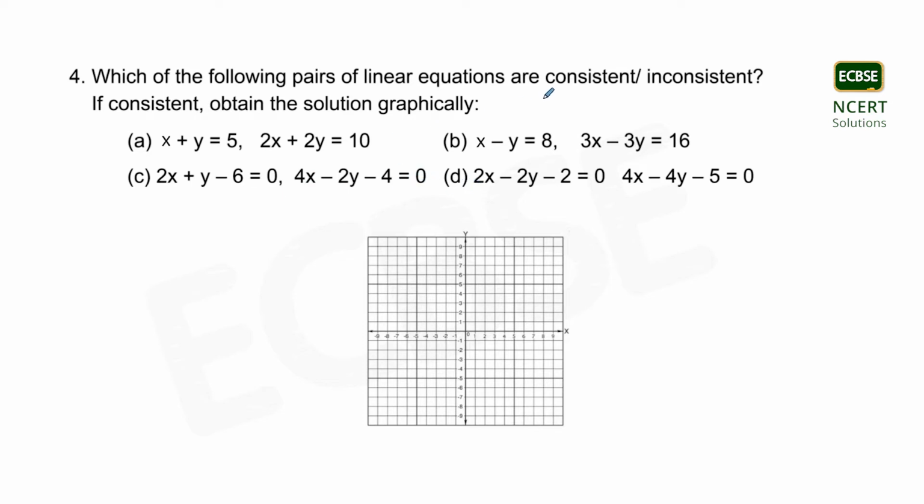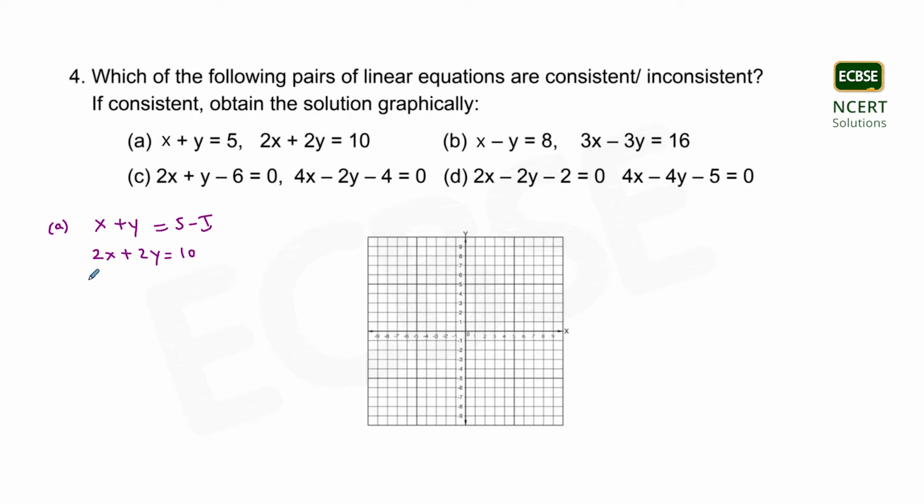So clearly, the first step is to check whether or not the linear equations provided in the question are consistent or inconsistent. And as we know the procedure, the first step is to find the ratio of the coefficients of the two linear equations. So starting with part A, here the linear equations provided are x plus y is equal to 5. This is the first equation, and the second equation is 2x plus 2y is equal to 10.